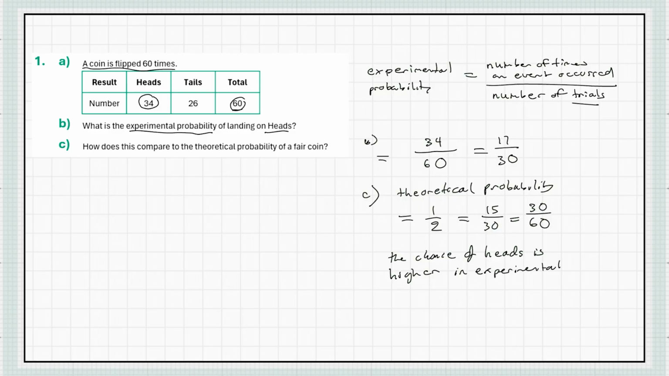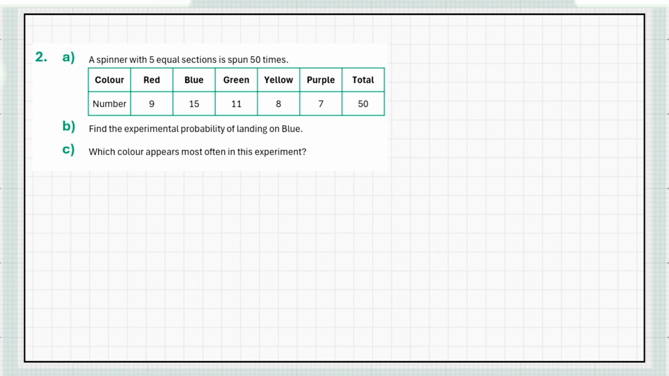Now this could be for two reasons. Either there's something wrong with the coin, or ultimately we just haven't done enough trials. Alright, here's another one. So we have a spinner, and it's got 5 equal sections, and we've spun the spinner 50 times.